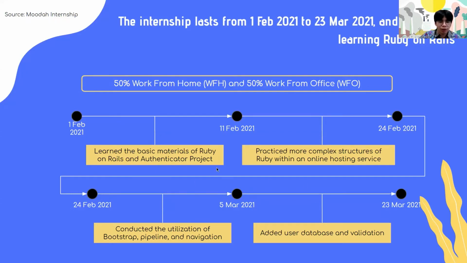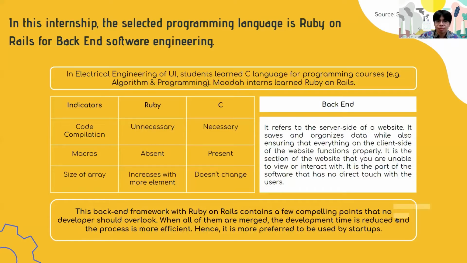In the first quarter, we learned the basic materials of Ruby on Rails and an Authenticator project. In the second quarter, we practiced more complex structures of Ruby within an online hosting service. In the third quarter, we conducted the utilization of Bootstrap, pipeline, and navigation. And lastly, we added user database and validation.